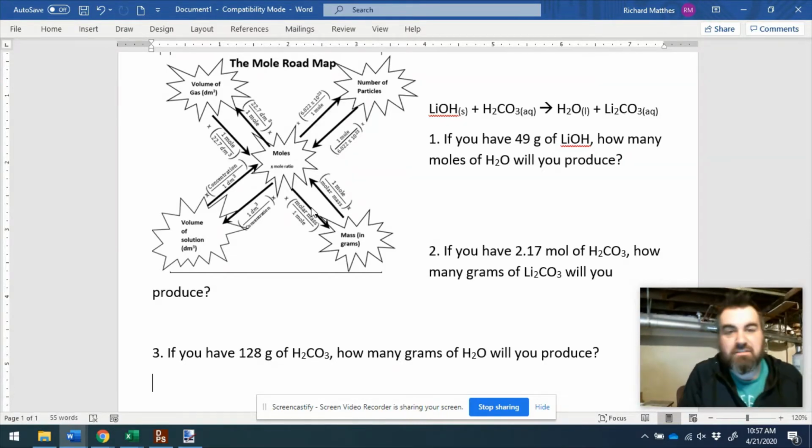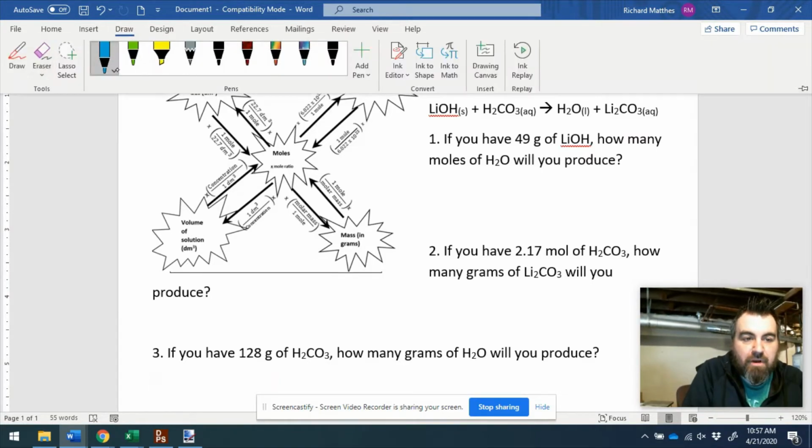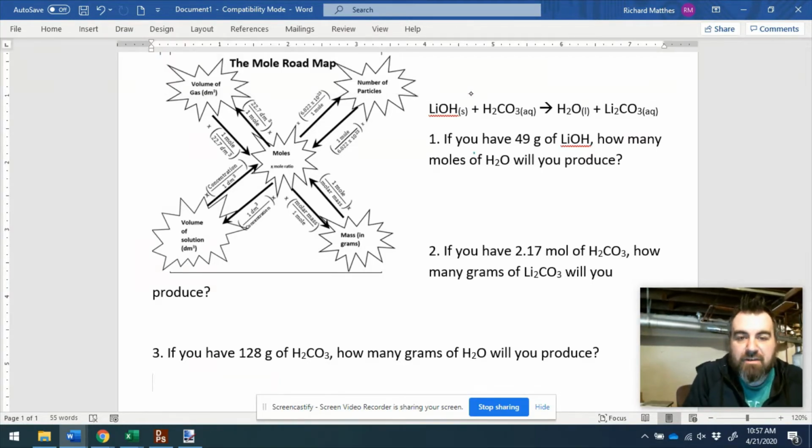I got some requests to do a couple more practice problems, so I thought, why not? Let's look at right here to start. So I have a problem here, multiple problems actually. Got my mole roadmap up here. I've got my equation right here, and I've got 1, 2, 3 problems that we'll do.